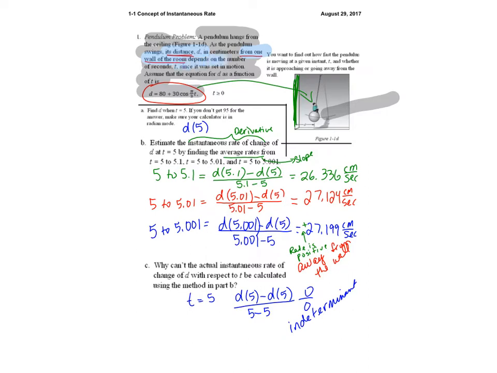which depends on the number of seconds t. Okay, so it's just the distance from the wall. Oh, okay, the picture even shows it right here. That's what d represents. So, we have an equation right here. Find d when t equals 5. If you don't get 95 for the answer, make sure you use a calculator in radian mode.